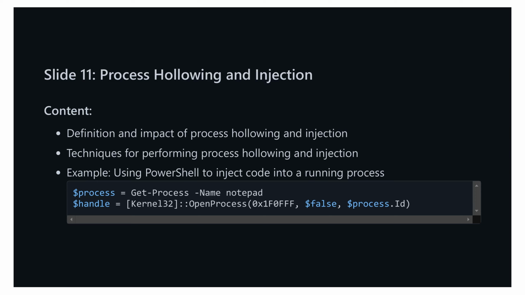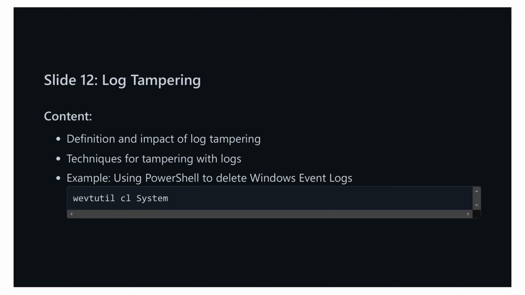Let's now proceed to understand how log tampering can be a critical part of concealment strategies. Continuing from our discussion on process hollowing and injection, we now move on to another critical aspect of maintaining stealth in malicious activities: log tampering. Slide 12 discusses log tampering.